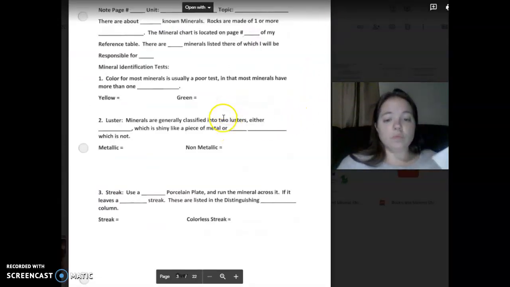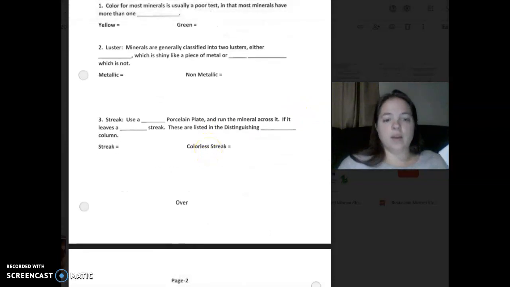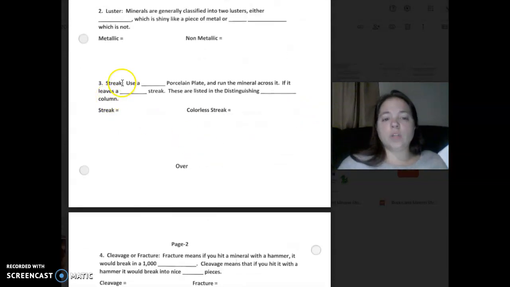So streak, use a clean porcelain plate, a white one, and run a mineral across it. If it leaves a color streak, that's what you're looking for.